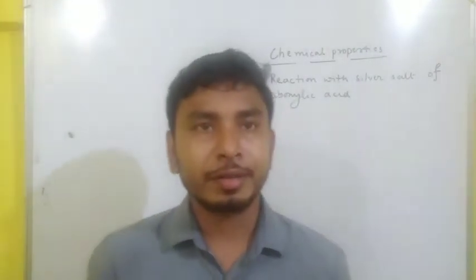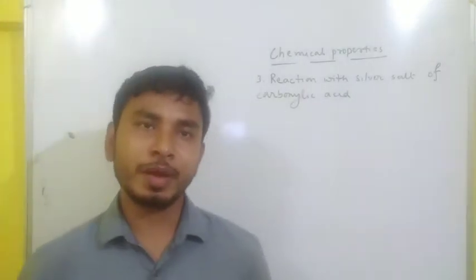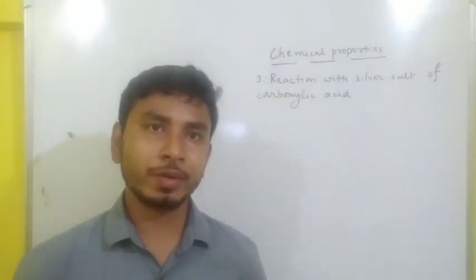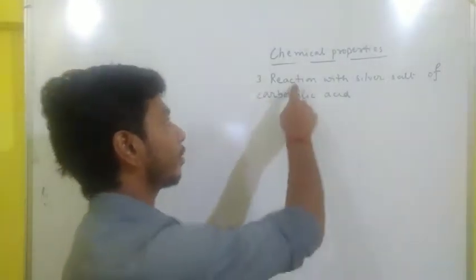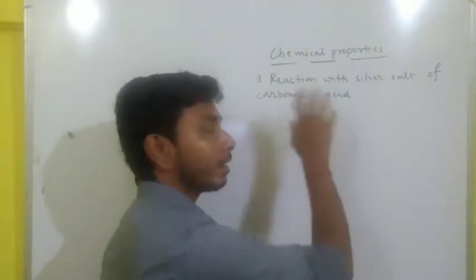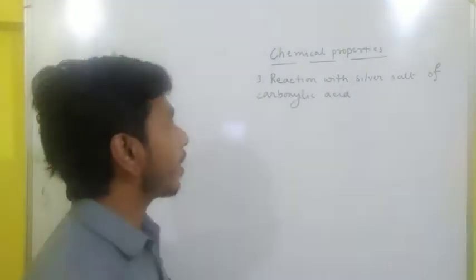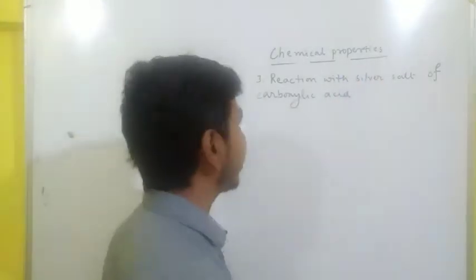So hello students, in our last video we have discussed the two reactions. Now we are going to discuss the third reaction. Now third reaction is the reaction with the silver salt of carboxylic acid. Now what is silver salt of carboxylic acid?